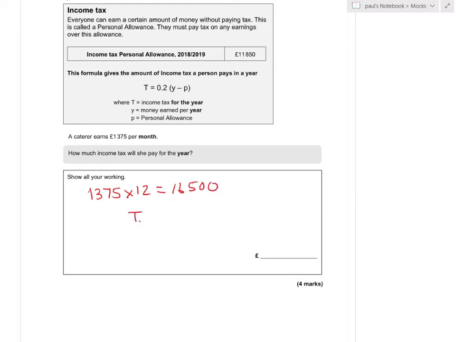So let's put that number into tax. Equals 0.2 and 16500 minus the allowance, which is 11850. So 16500 minus 11850 equals 4650, and multiply that by 0.2 is 930.